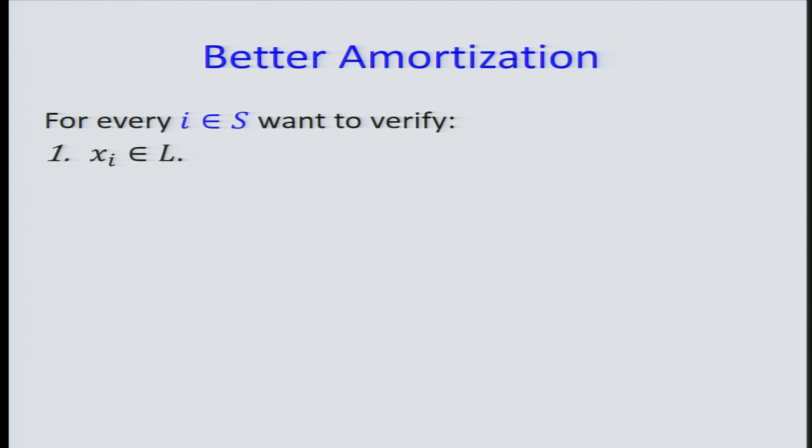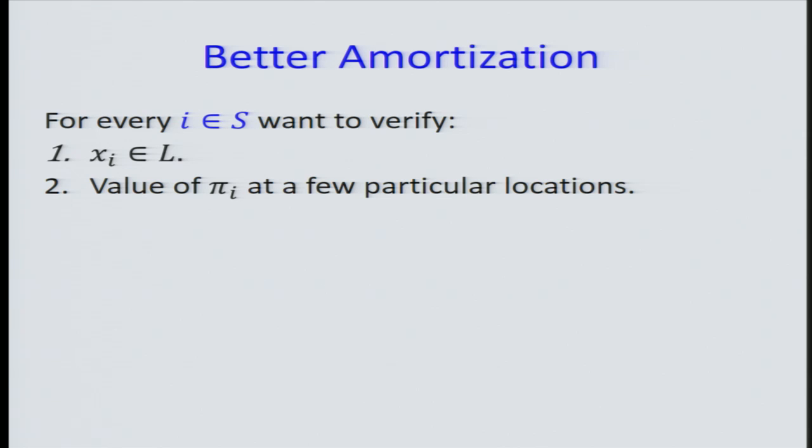So for one thing, we want to check that they're in the language, these rows. But we also want to check consistency with this Q that he sent before. So we want to check that the PCP corresponding to these rows, at some particular subset of locations Q, is equal to a particular sequence of values that the prover committed himself to. So this is what we want to check for these guys.